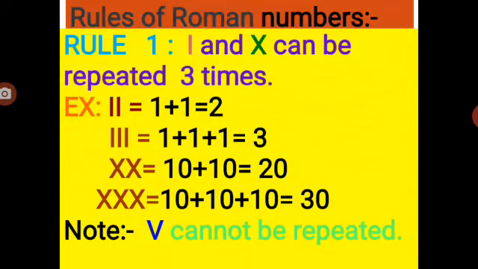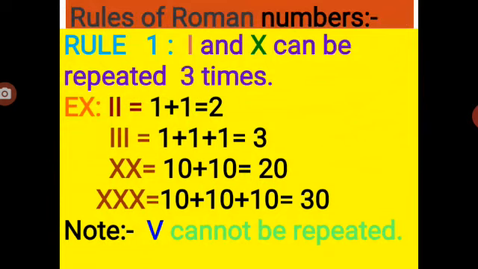Next, you will learn about the rules of Roman numbers. Rule number one: I and X can be repeated three times, but V cannot be repeated. I is repeated only three times. X is also repeated only three times. I value is 1. So I I means 1 plus 1 is 2. I three times is 1 plus 1 plus 1, which is 3. X value is 10. X X is 10 plus 10, which is 20. X three times is 10 plus 10 plus 10, which is 30. Have you understood this one?